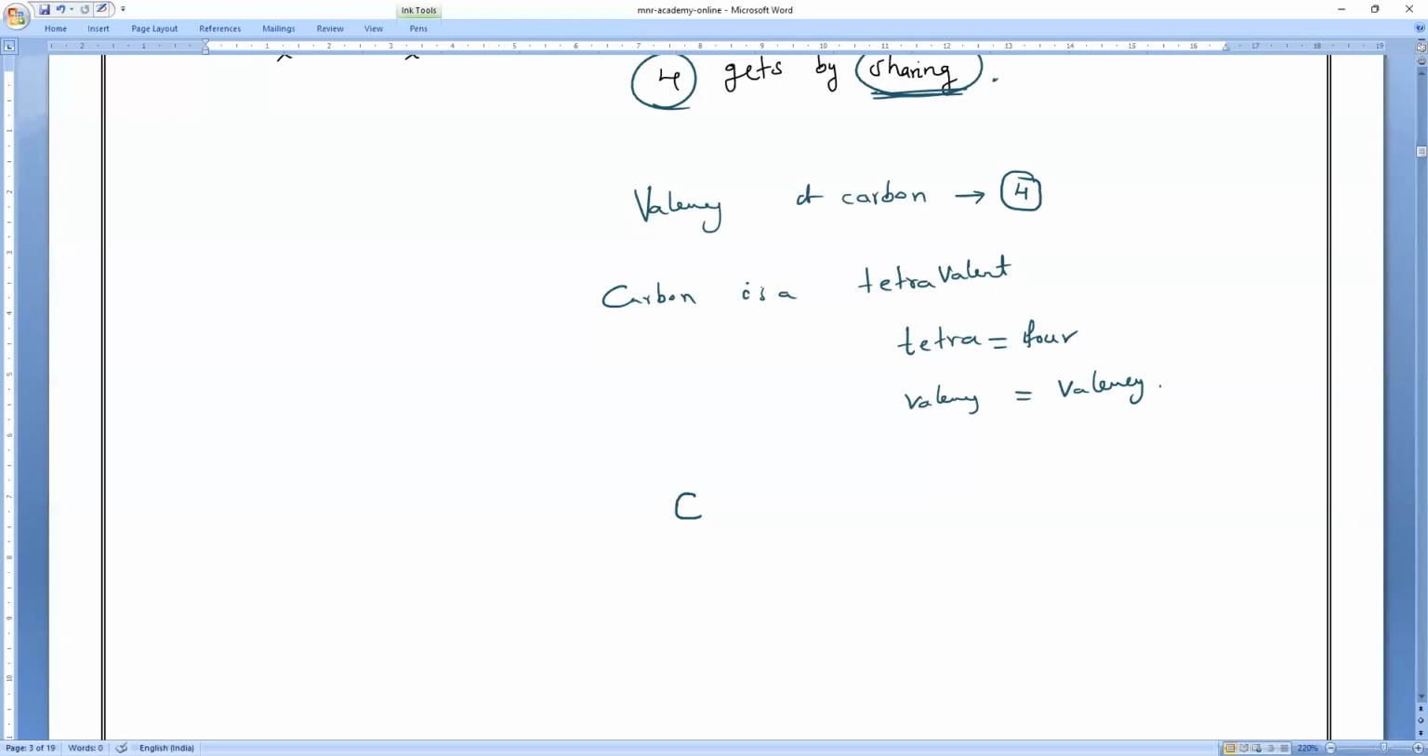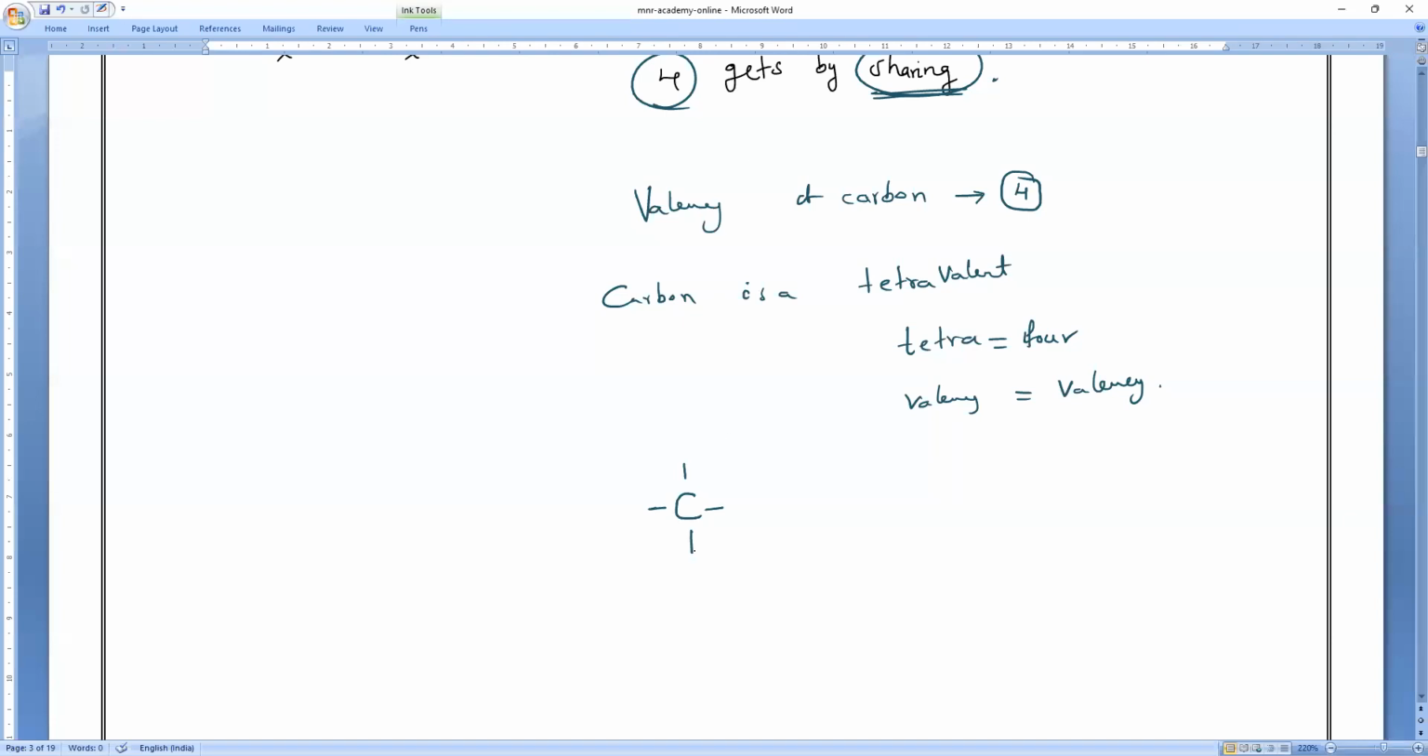Carbon needs how many electrons? It requires 4 electrons to achieve the 8-electron inert gas structure. So that is what it is: tetravalency. This tetravalency is represented like this. This is the representation of carbon's tetravalence.